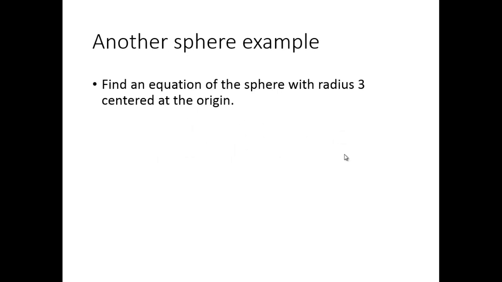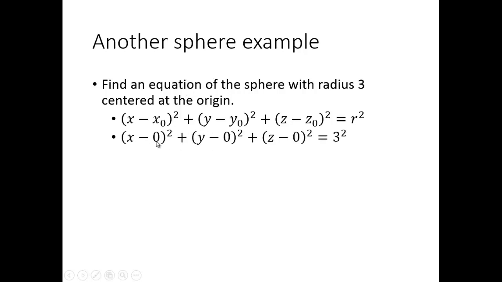Okay, another example. Let's find an equation of the sphere that has radius 3, but is centered at the origin. So this is actually easier. The origin is the point where x, y, z are all 0. So when we use this equation for the sphere, we get a 0 for x naught, a 0 for y naught, a 0 for z naught. Our radius is 3.